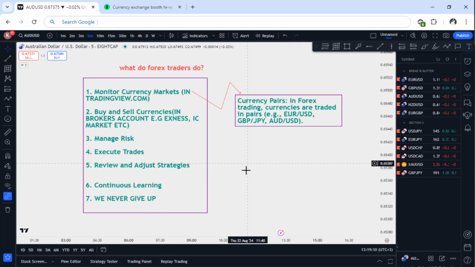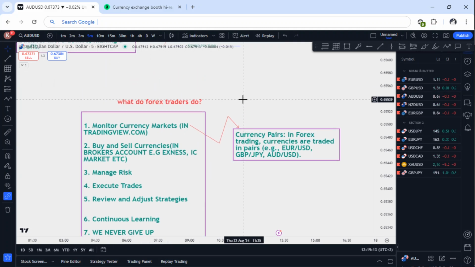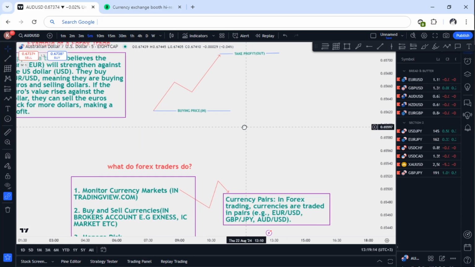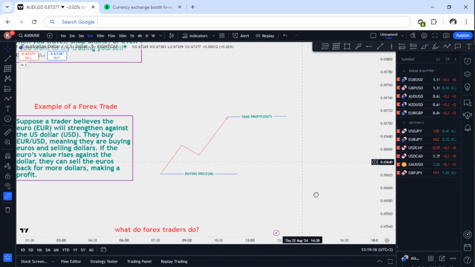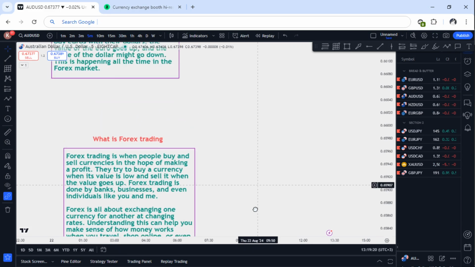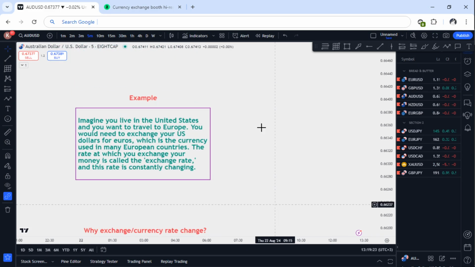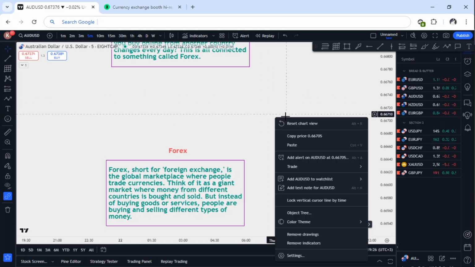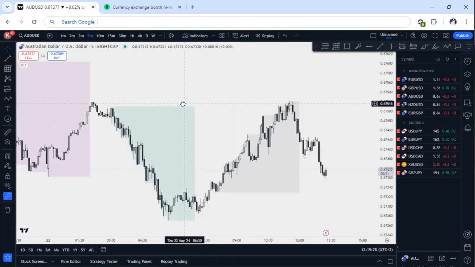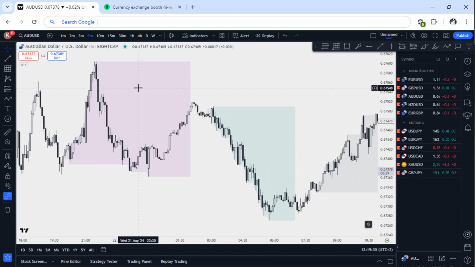So basically, if I wrap up, forex trading is all about buying and selling of currencies. There are different kinds of currencies, as you can see. So you'll be introduced to what are called charts from this point henceforth. If you check here, you will realize that there are charts. These are charts. This is how the market moves.